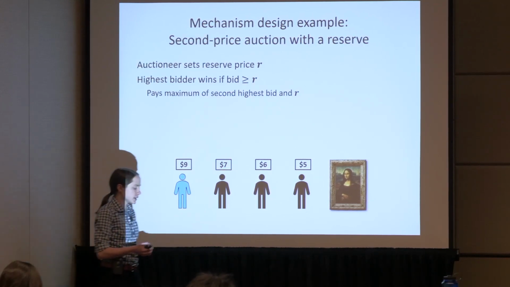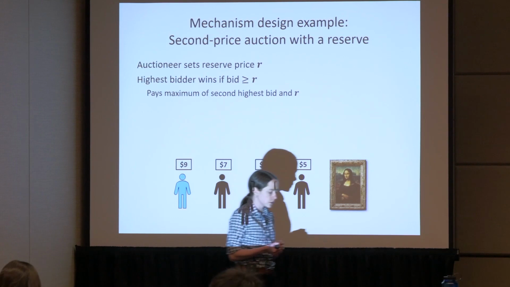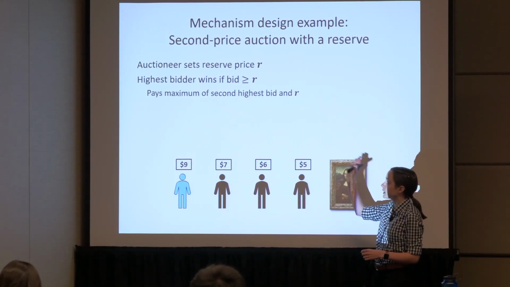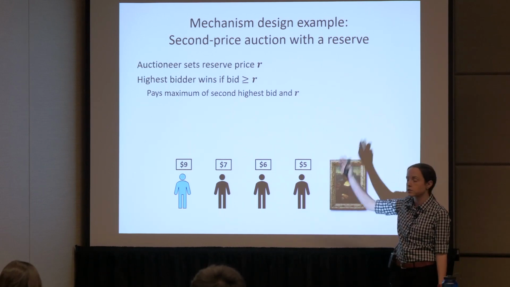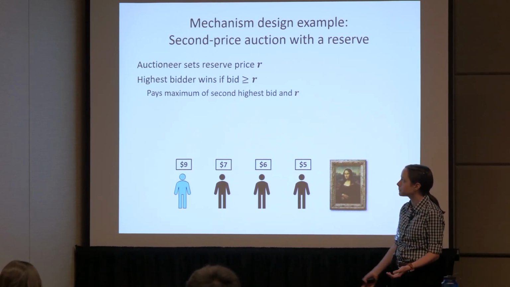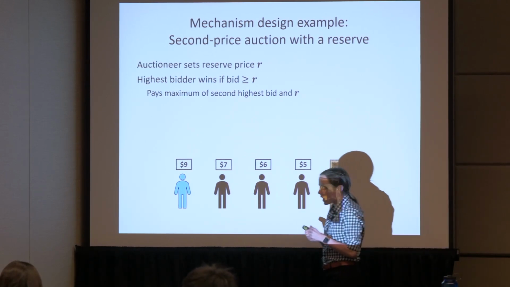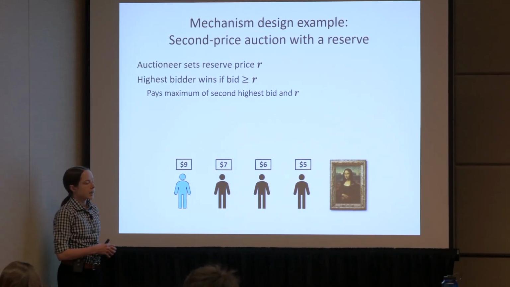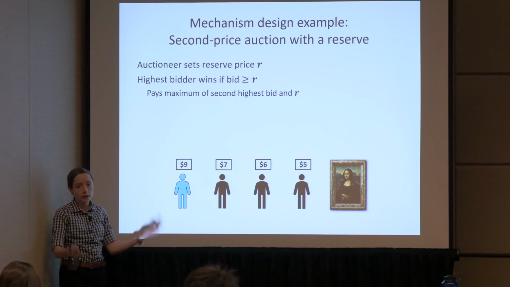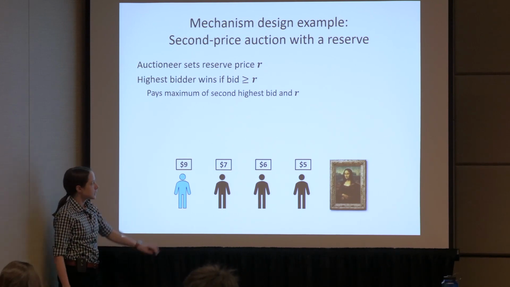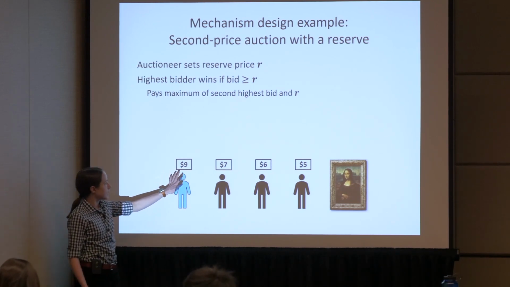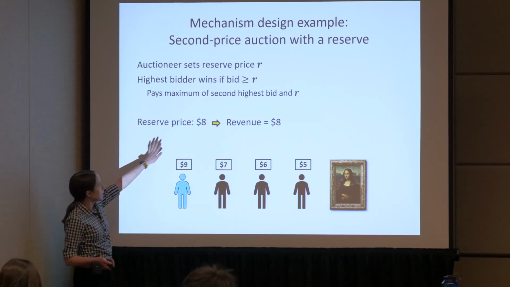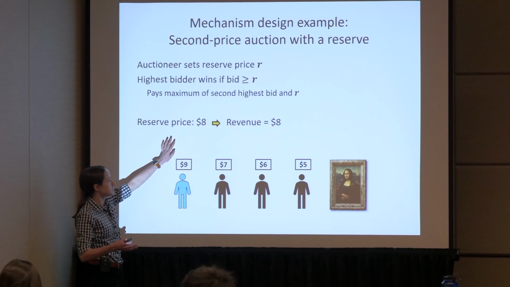A way that we can sometimes get more revenue in this second price auction format is to add a reserve price. So the auctioneer sets some reserve price, which is just a real number. In this case, the highest bidder wins so long as his bid is above the reserve price, and he pays the maximum of the second highest bid and the reserve. So in this case, again, the highest bidder, this blue bidder, is going to win, so long as his bid is above the reserve price.